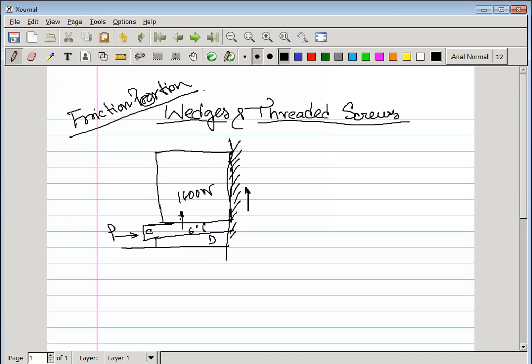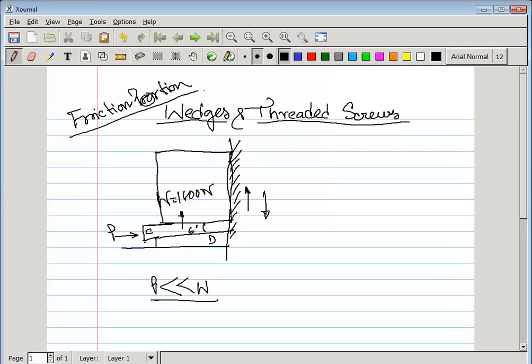The force required to lift the object is usually much smaller than its weight. That means P is very small compared to W. Understand? And the force required to lower the object is also smaller. Suppose you have to remove these blocks so that the body comes in the downward direction; there also it requires very little force. So this is the function of any wedge.